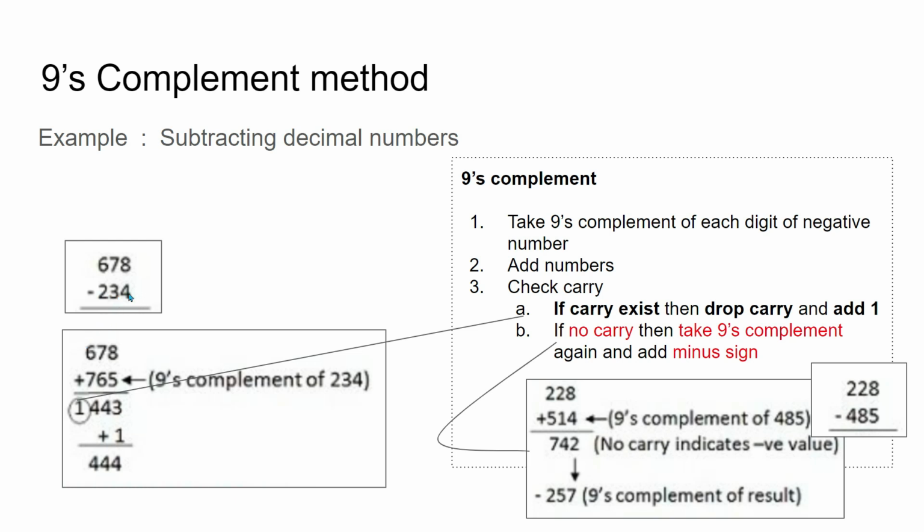For 2, 3, 4, if I take the 9's complement, I get 765. And now I have to do the addition. Once I do the addition, if I get a carry, I apply this rule: I drop the carry and add 1 to the number, and I get the correct answer.